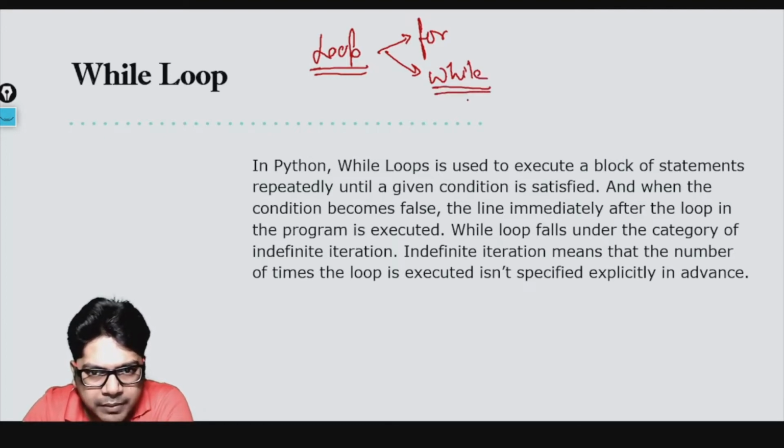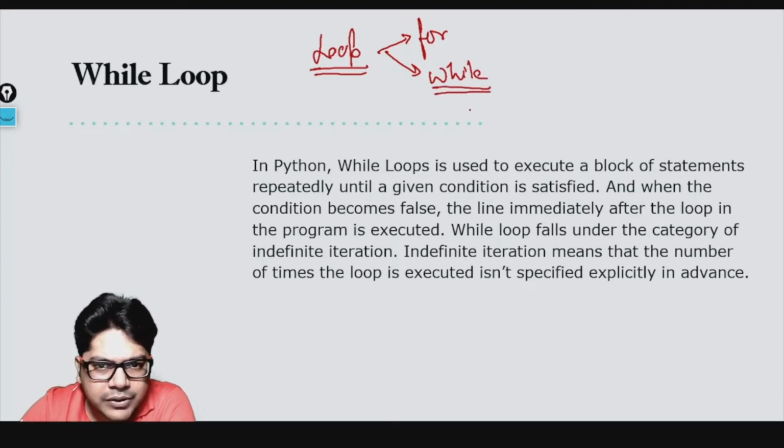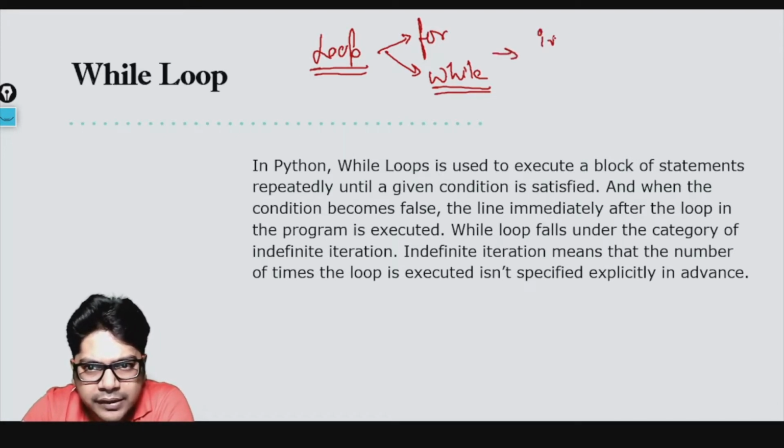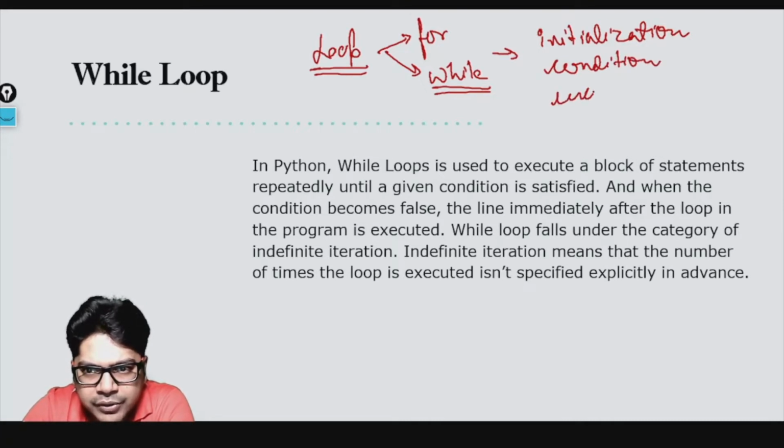But before that, I want to tell you one thing: whenever you start a loop, there are three things that you need to understand. What is the first thing? The first thing is initialization, that is where the loop is going to start from. The second thing is the condition, where the loop is going to get over. And the third thing is increment or decrement, which you can take as a step size also: how you want to increase the loop, how you want to decrease the loop.